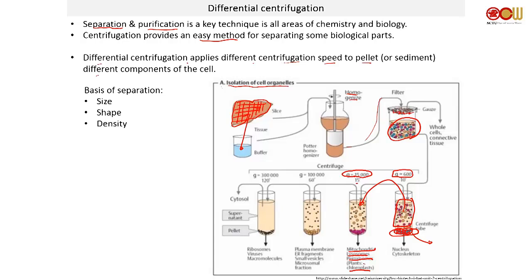Then let's say you want to spin it again, and you can get out the plasma membrane, small vesicles, microsomal fractions, the ER fragments, those types of things. So the lipid stuff, you spin really hard. You can even remove some larger particles like viruses, ribosomes, macromolecules, that kind of stuff. Then whatever is on top, you take out, and that will be your cytosol, anything that's soluble inside the cell. There you have it.